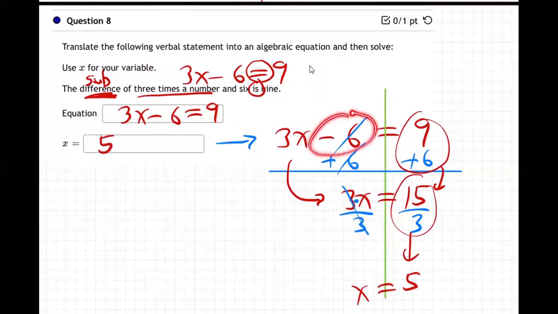So we always do the opposite. First, we had to do the opposite of the minus 6, add 6 to both sides. And then we had to do the opposite of the 3 right next to x, which means 3 times x. The opposite of times is divide. And that gets us x alone. There we go.